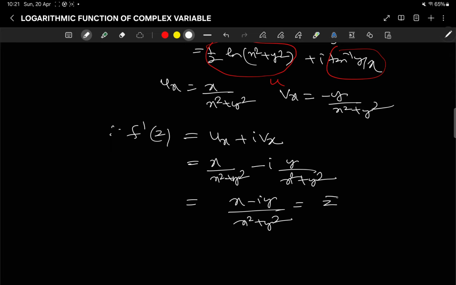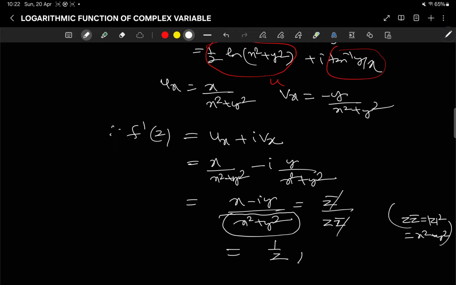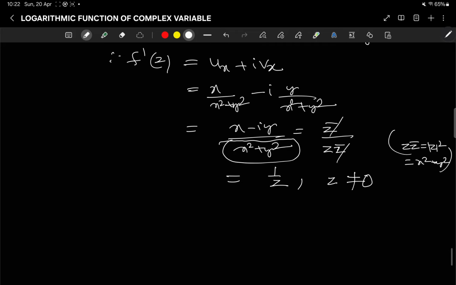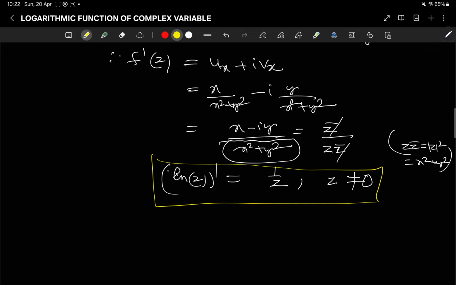So this is z conjugate divided by z conjugate z, because z conjugate z is mod z square, which is x square plus y square. So this is equal to 1 by z, provided the denominator is not equal to 0, provided z is not equal to 0. So this is differentiable everywhere except at the origin. So the derivative of ln z is 1 by z except at z equal to 0.